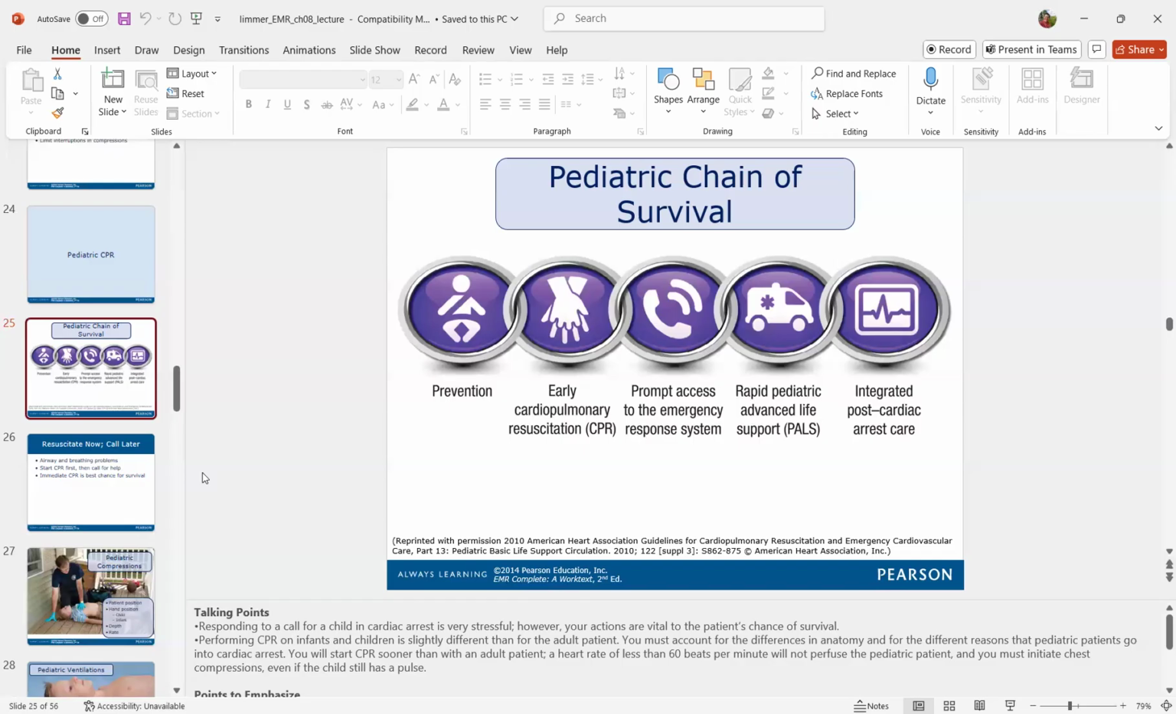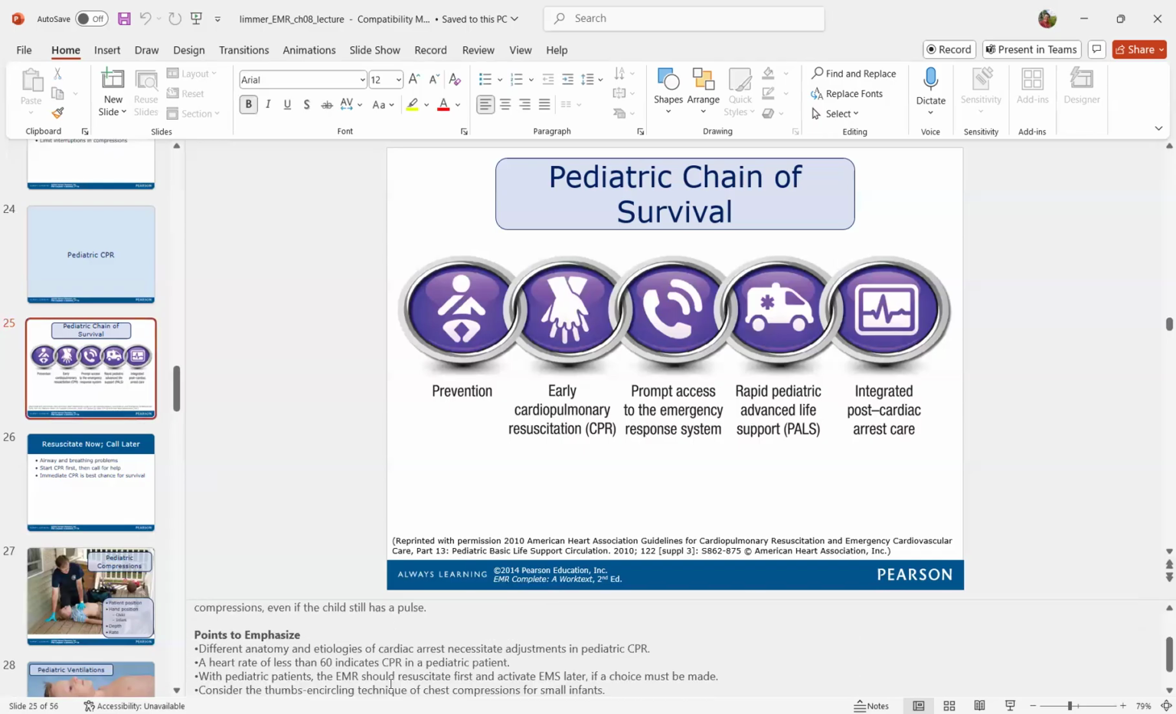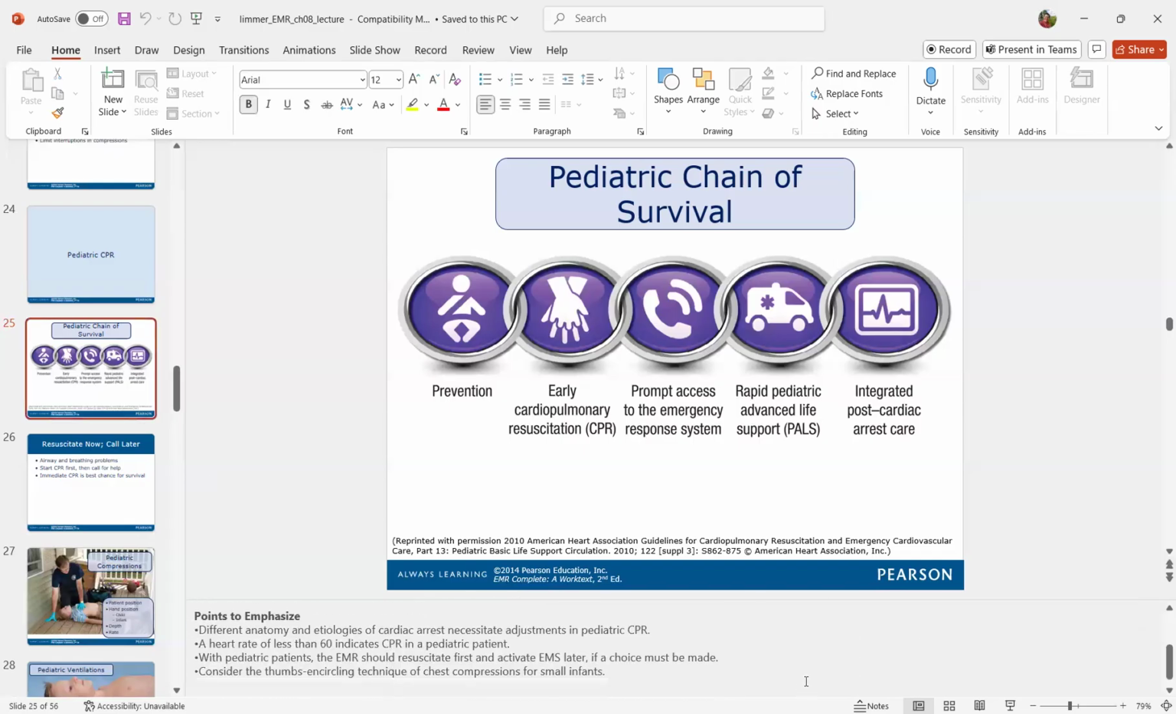So the chain of survival starts with prevention and then early CPR. Hopefully lay people are doing CPR. Then prompt access to the emergency response system, which would be them calling 911, and we're coming. Then rapid pediatric advanced life support, so we're calling in ALS to come as well. And then integrated post-cardiac arrest care at the hospital, similar to the adult.